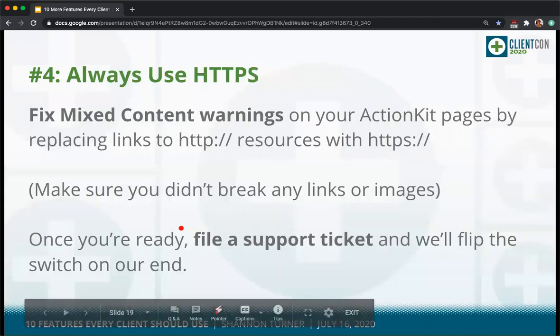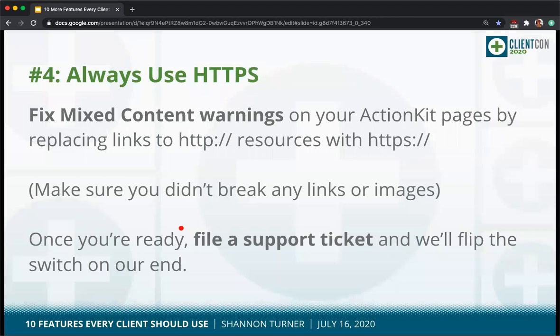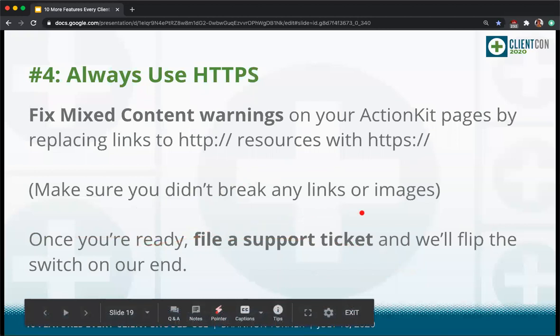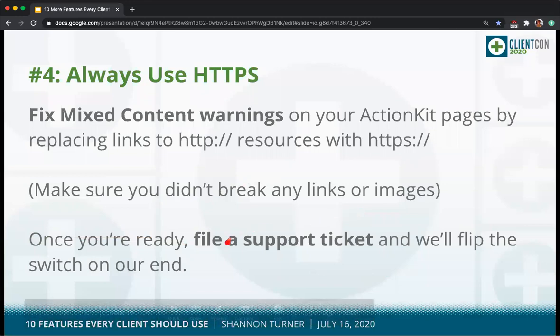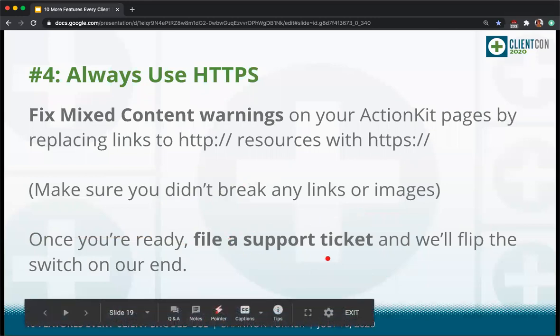Hopefully that wasn't too much web developer jargon, but the main idea is go to your pages using HTTPS. If you see any mixed content warnings, replace any links that have HTTP with HTTPS. Then make sure that your pages still load as you expect. Make sure you didn't break any links or images. And once everything looks good and you're ready to make that permanent switch, file a support ticket, let us know, and we'll get you sorted.